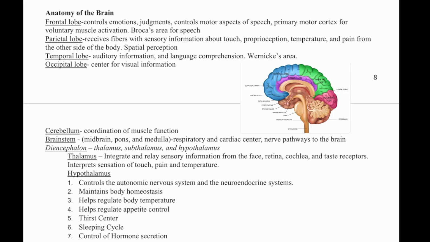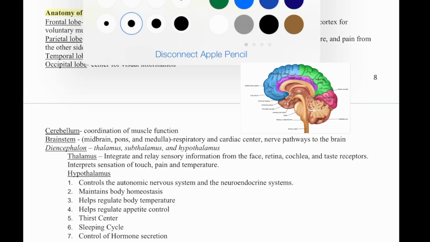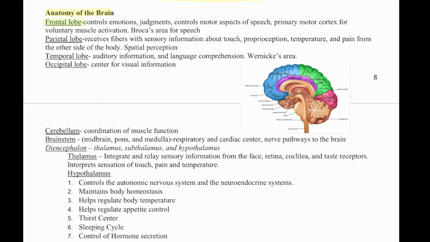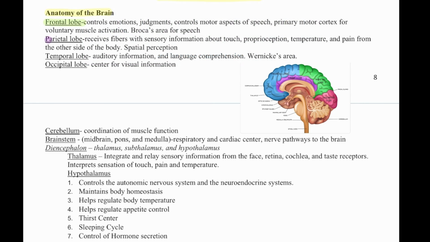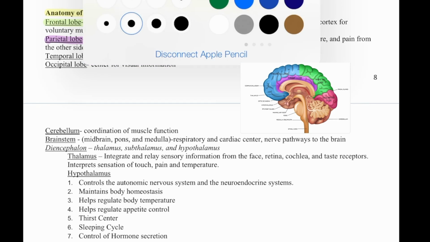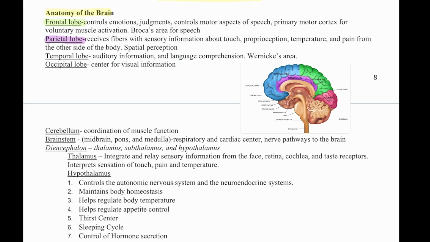So within the nervous system, let's do an anatomy and physiology review. So, anatomy of the brain. In the brain, we first have the frontal lobe, and this controls our emotions, judgment, controls motor aspects of speech, primary motor cortex for voluntary muscular activation, and Broca's area for speech. We then have something called the parietal lobe, and this receives fibers with sensory information about touch, temperature, and pain from the other side of the body. It is our spatial perception.